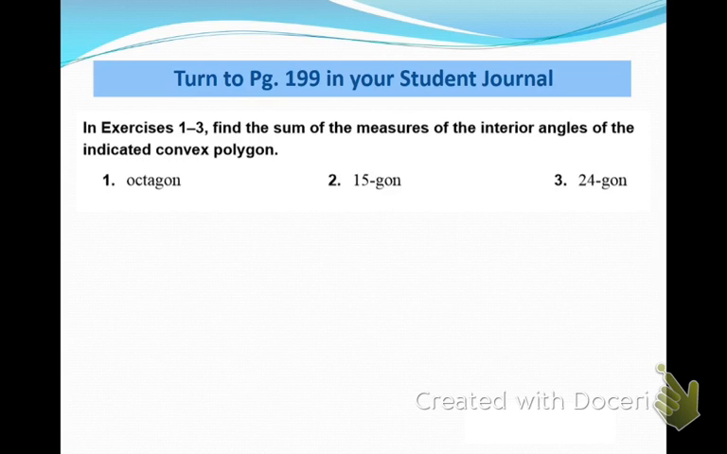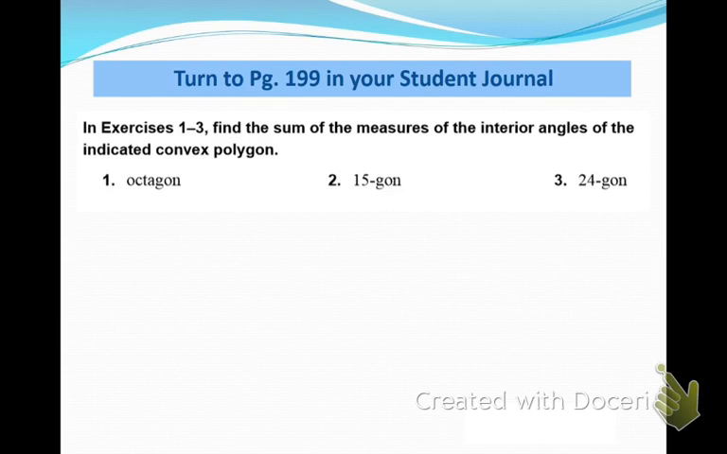If it's larger than the number 12, like 15, there is a technical name for it, but I'm not going to require you to know it. So you can write 15, gone. 24, gone. Okay? So anyways, back to this.